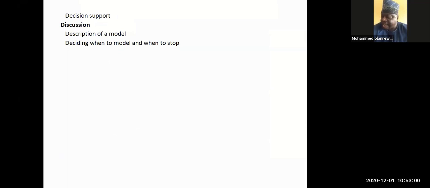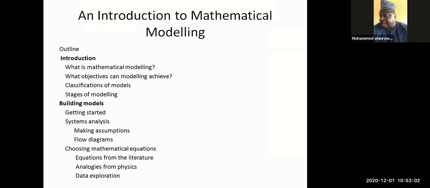Now, what am I saying here in a nutshell from the beginning? One needs to understand what is mathematical modeling and what it is that you want to model. What are the objectives that your model is going to achieve? Because we have classification of models and we have various stages of modeling.